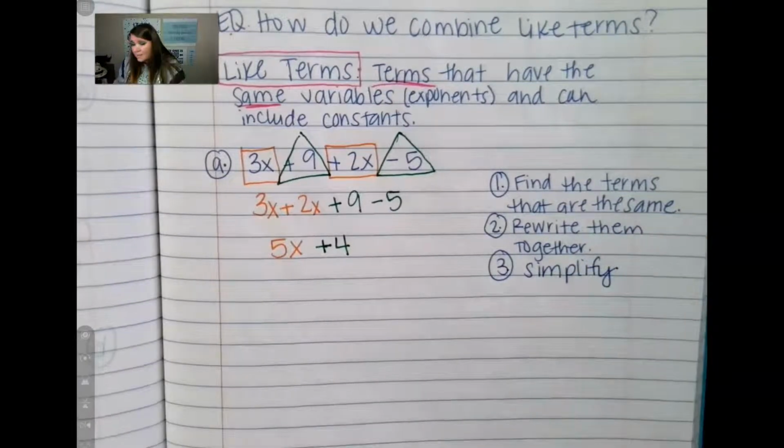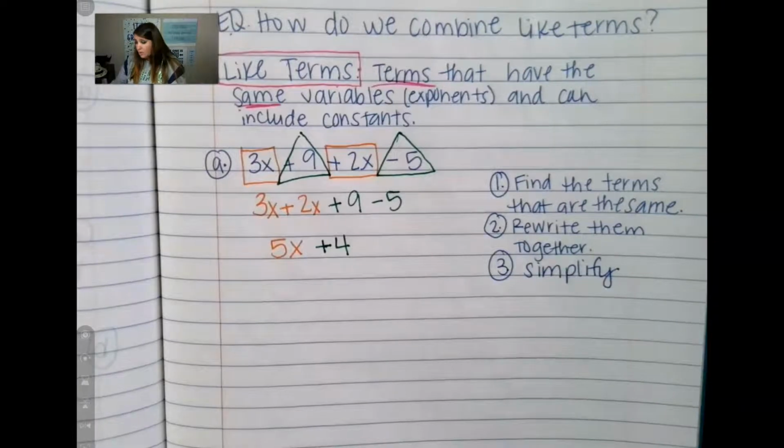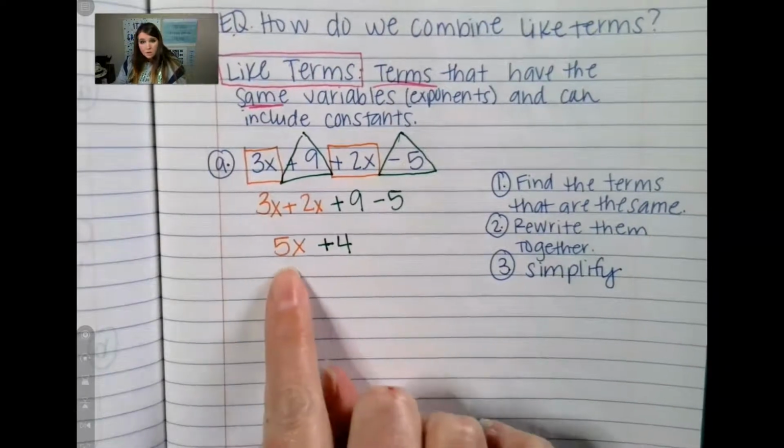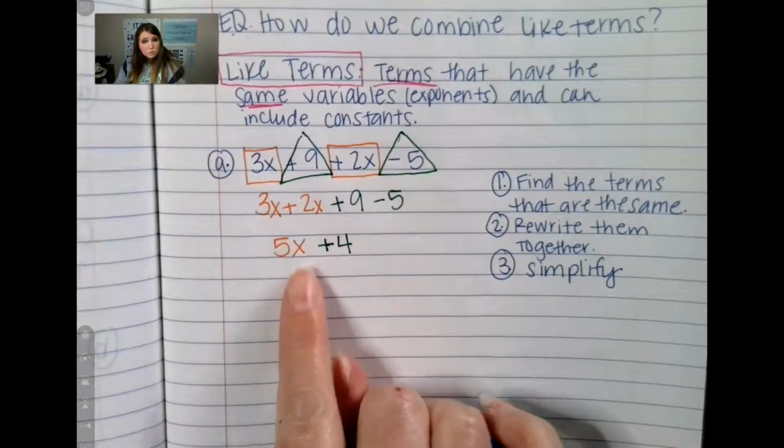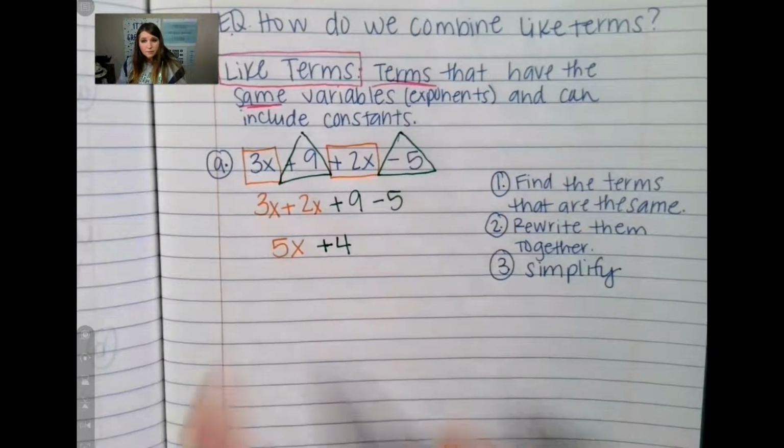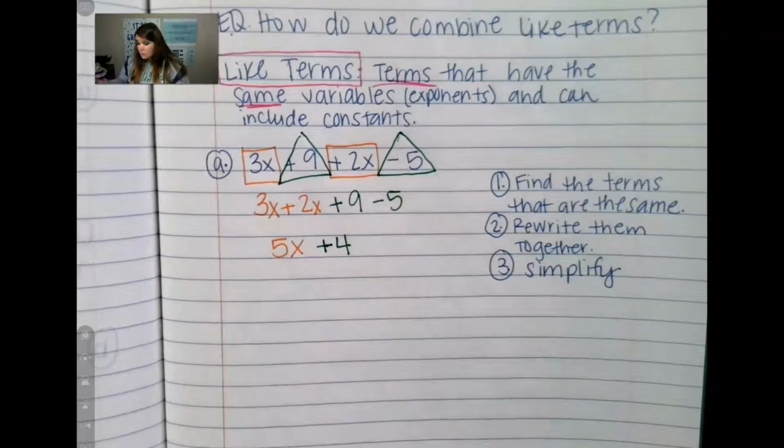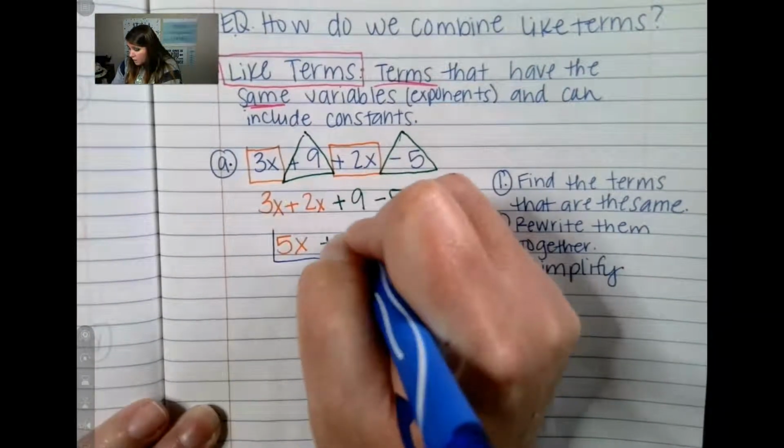We've combined the things that are the same. You cannot put green with orange. Those two things cannot go together. Okay, that's done. We're finished with this problem.